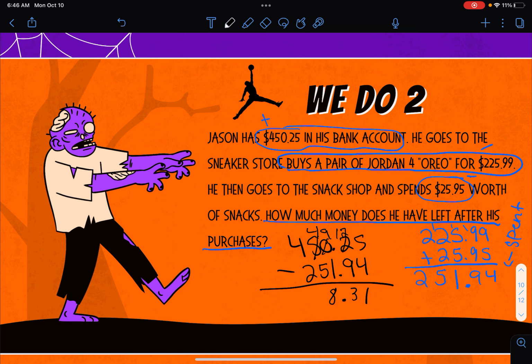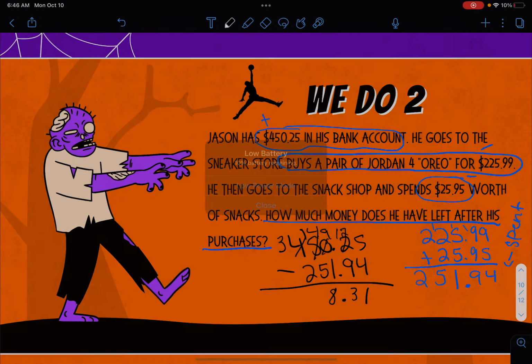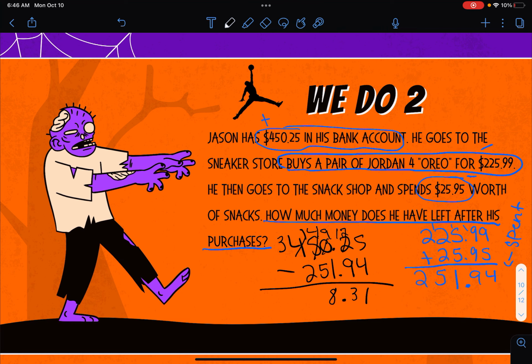4 minus 5, can I do that? Nope, I have to borrow from this 4 here. That now becomes a 3, and your 4 becomes 14. Oops, sorry guys. 14 minus 5, 9 is correct. And then 3 minus 2, 1.